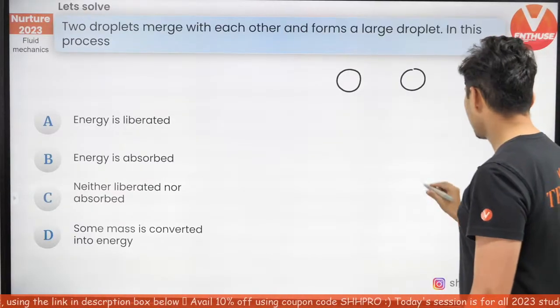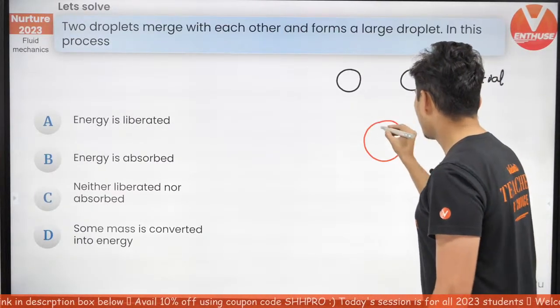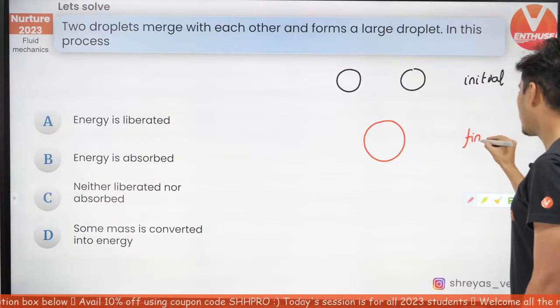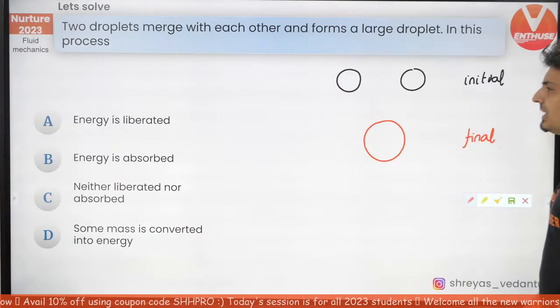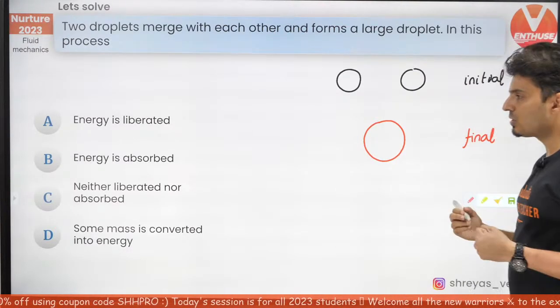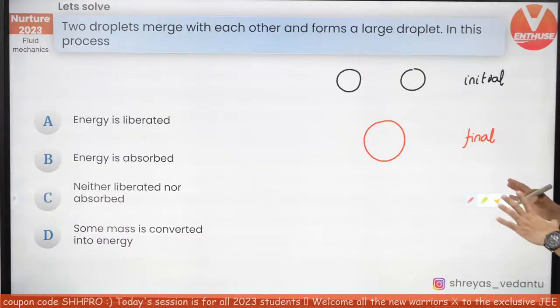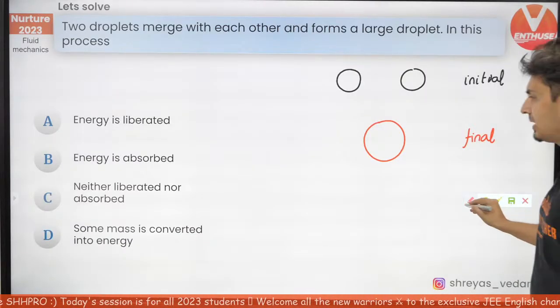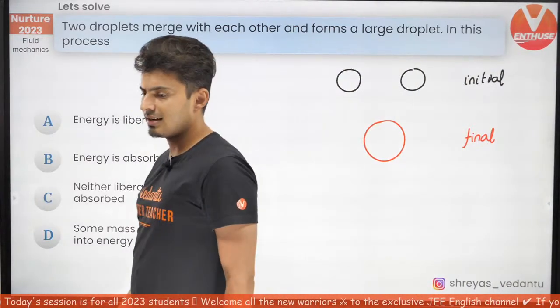Finally, what happens is the drops merge and they become a bigger drop. So what do you think will happen? Will the energy be liberated? Will it be absorbed? Will nothing happen? Or it depends, like something like mass will be converted into energy? What do you think is the correct answer?